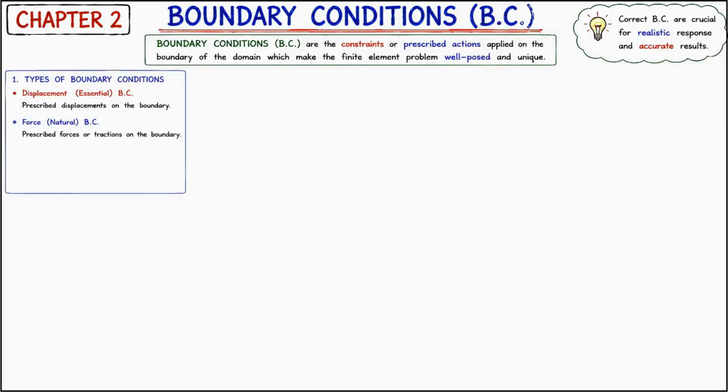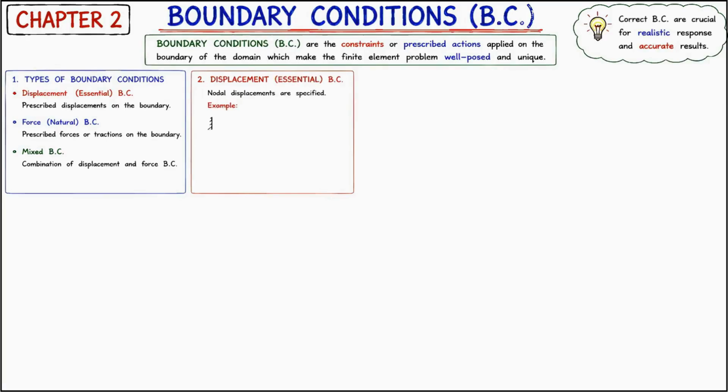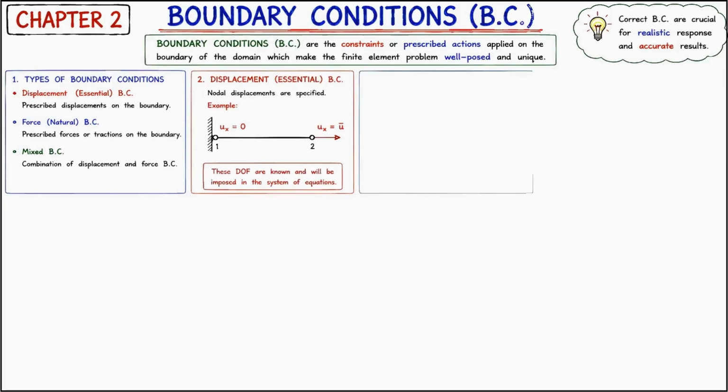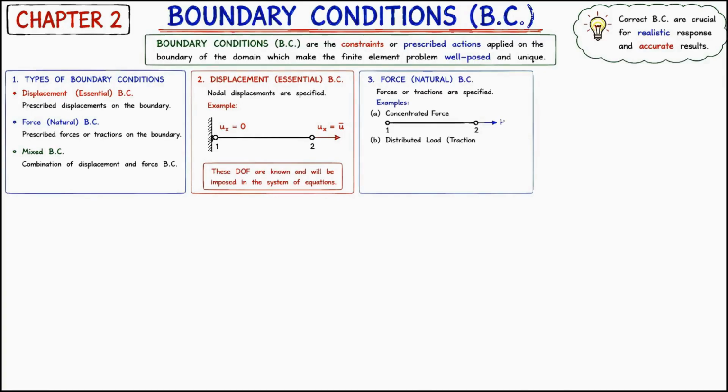The first is the displacement boundary condition, also called the essential boundary condition. Here, the displacement is specified. For example, if one end of a bar is fixed, its displacement in the x direction becomes ux = 0. These known displacements are directly imposed in the system of equations.